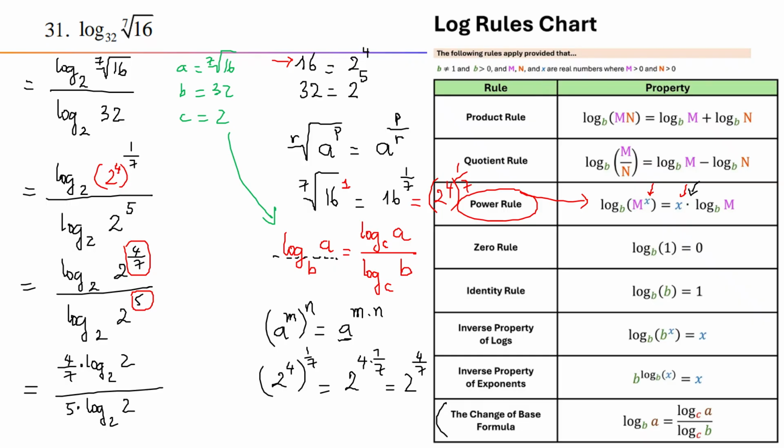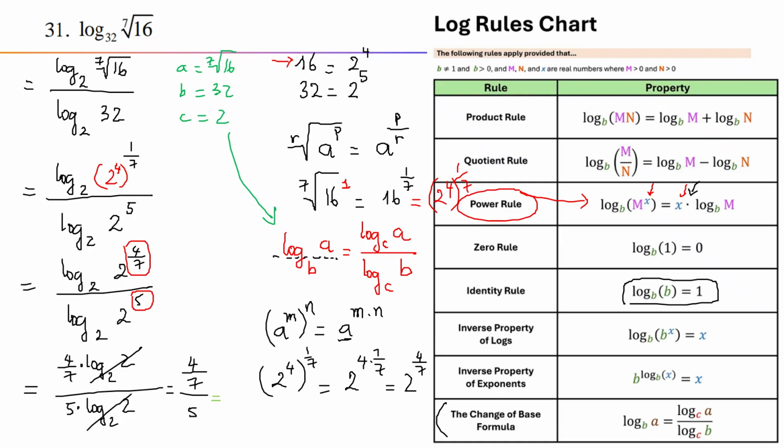Okay, now you have log base 2 of 2 is just 1. Okay, log base b of b is 1. But we don't even care about that identity rule. You see that log base 2 of 2 and log base 2 of 2, the same thing, you can cancel it. Now your problem is you have to simplify 4 over 7 divided by 5.